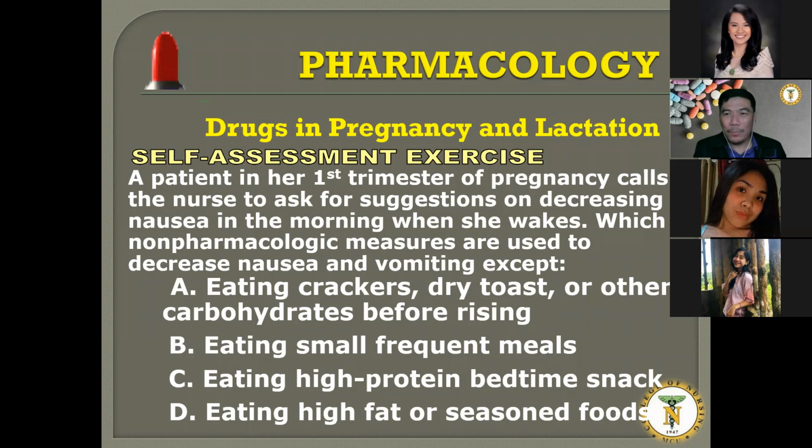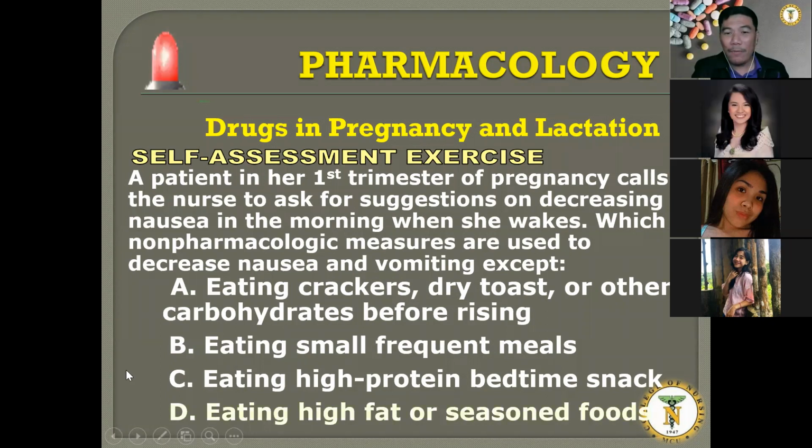Yes, Miss Sipin. Sir, letter D po. Letter D. Okay, let's see if that is correct. The answer is eating high fat or seasoned food. Why? Kasi remember, fats are insoluble. Seasoned foods can irritate the gastric lining. So pwedeng mag-stimulate into further production of hydrochloric acid.